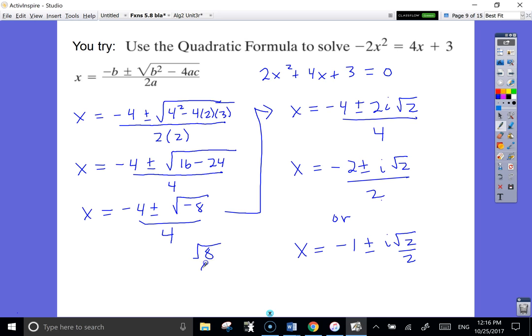The square root of 8 is the square root of 4 times the square root of 2. And the square root of 4 is 2. And of course the negative came out as an i.